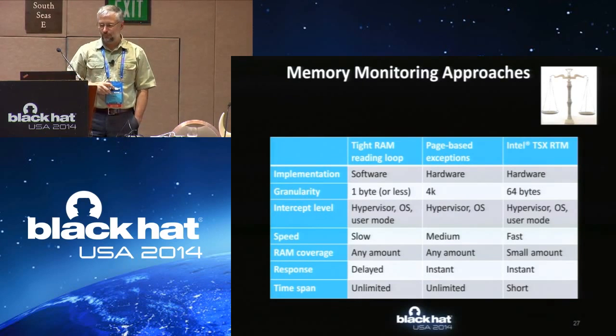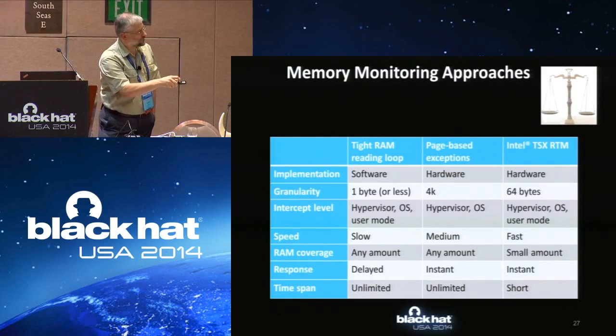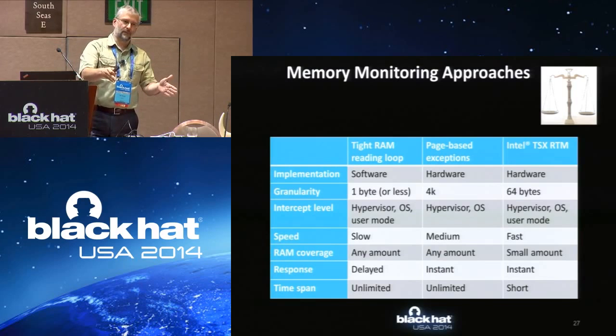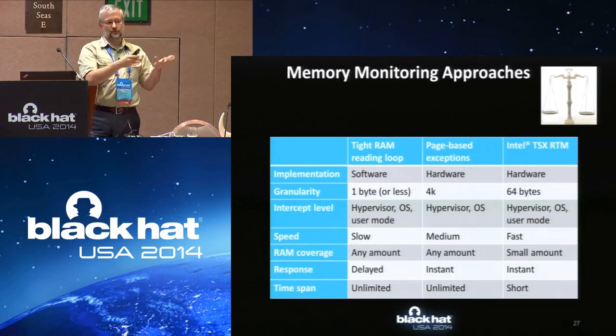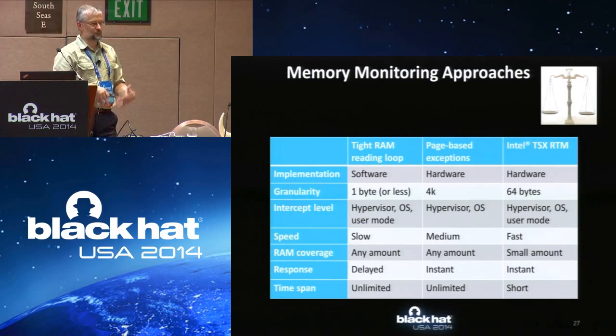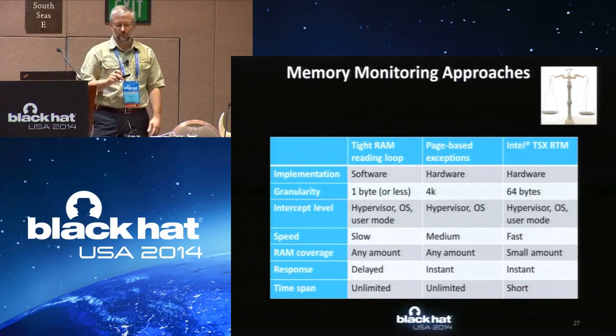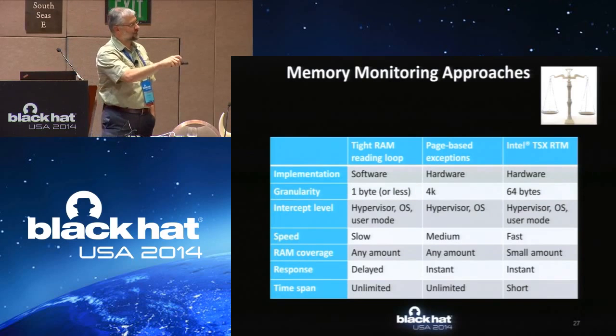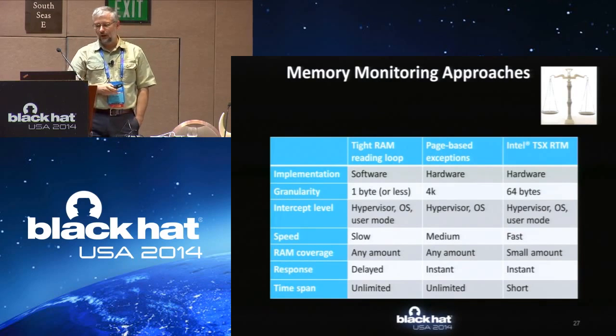In page-based exceptions, you still have to read the page and analyze what was modified inside, so it's a medium type of speed because you have to do some software checks on top of hardware-supported page exceptions. And with transactions, it's in the middle, but it's faster than the pages.